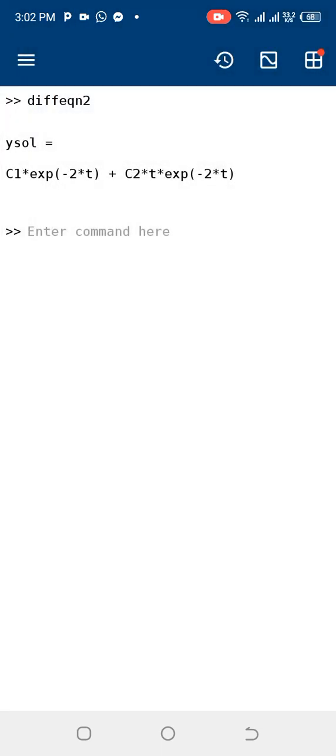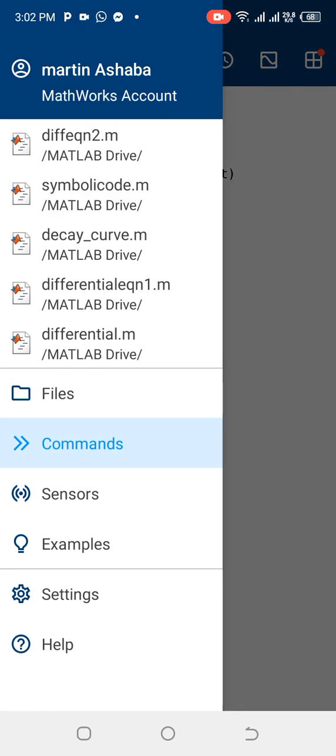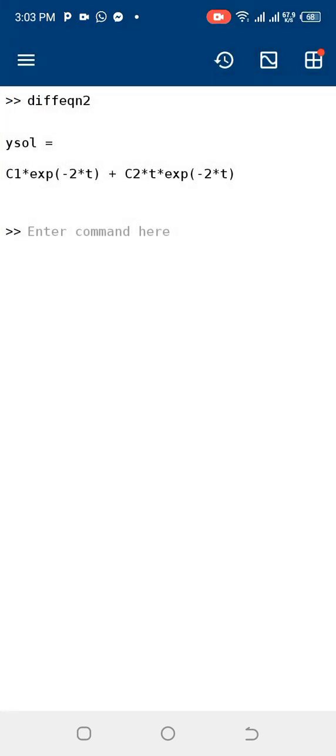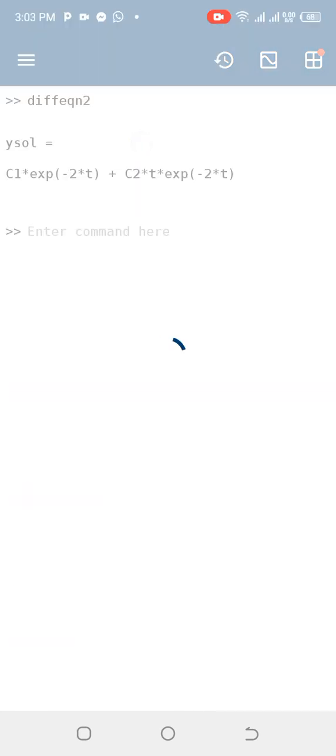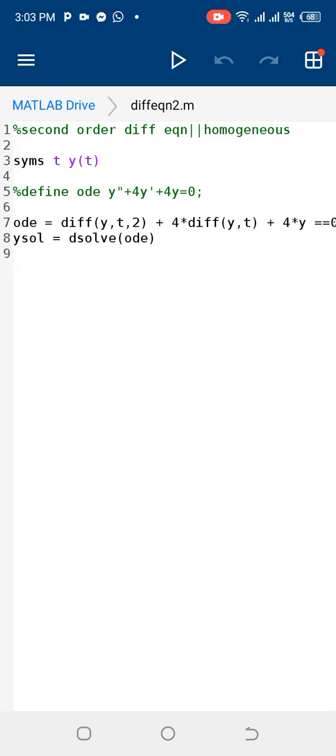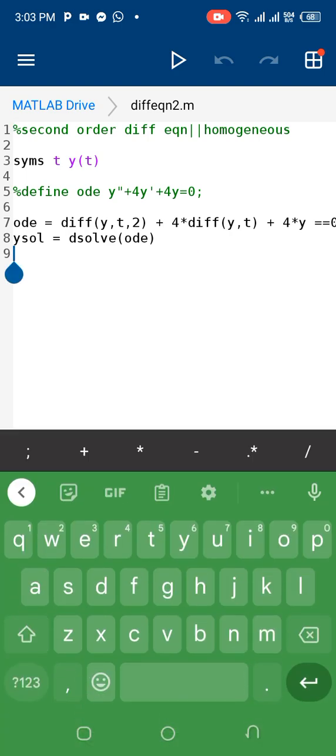If, for example, we want to change this C1 and C2 to A and B, because Matlab uses the default C1, C2, C3 to mean constants after solution of the ordinary differential equation. Remember, there is an integration of the differential equation, and so the integration comes with constants. So the first integration brings C1, the second integration brings C2. If we want to change C1 to A and C2 to B, how do we do that?